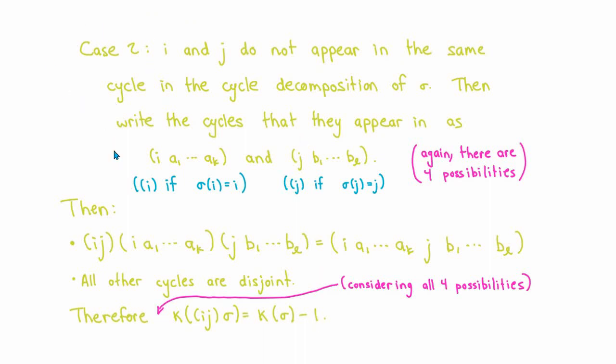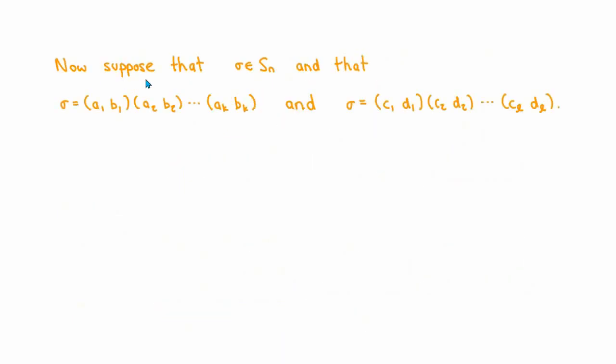So putting the 2 cases together, we see that no matter what sigma is and no matter what transposition (ij) we have, kappa of (ij) times sigma is always equal to kappa of sigma plus or minus 1. Therefore, we've established our claim. Now that was the tricky part of the proof, and the rest is actually not too difficult. Now we're in the home stretch, so let's go for this.